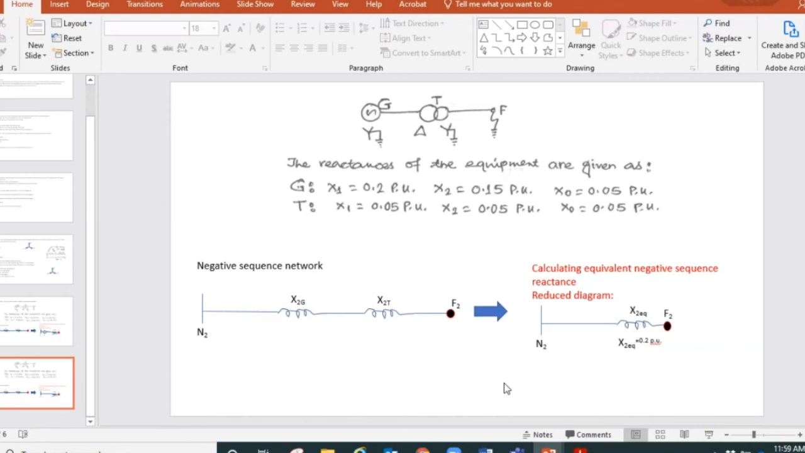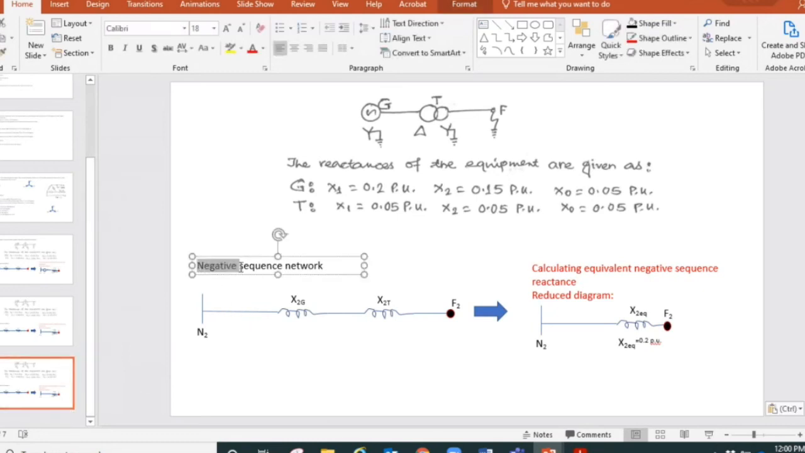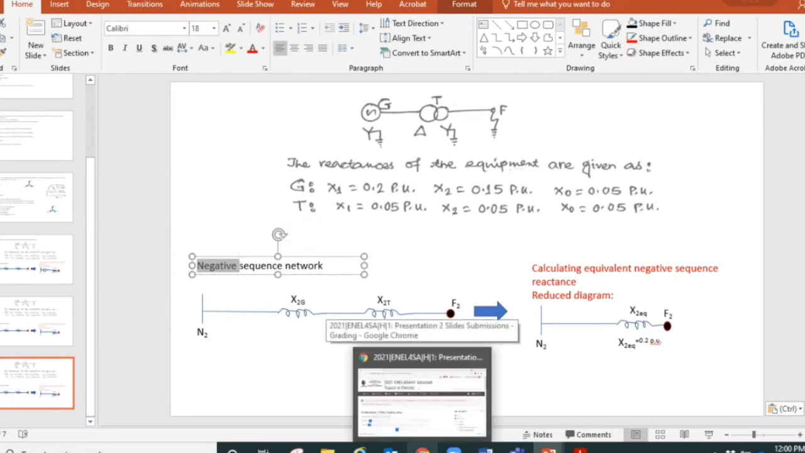Yes, sir. Okay, that's good. Let me copy this one again. Sir, just to confirm, the negative sequence doesn't have a voltage source. No, it doesn't have a voltage source. Voltage source only comes for positive sequence.